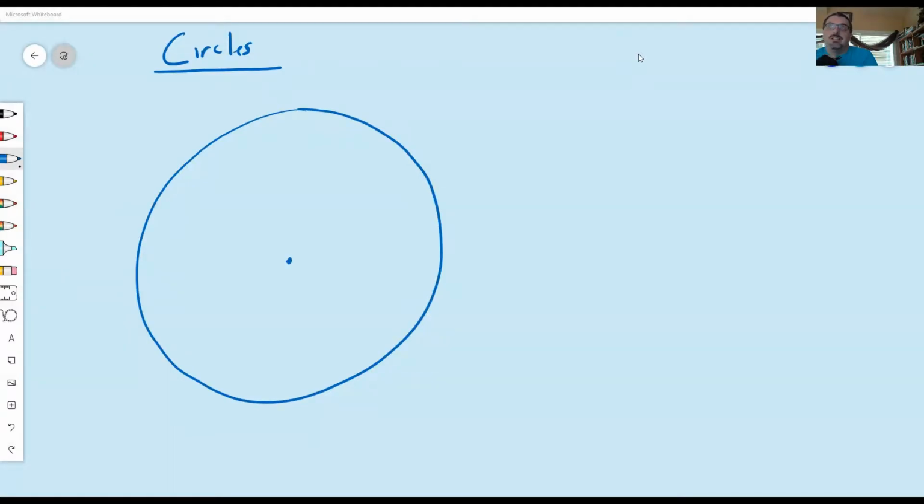Hello, let's talk about circles today. So I have a picture of a circle here, freehand. First thing, some vocabulary.